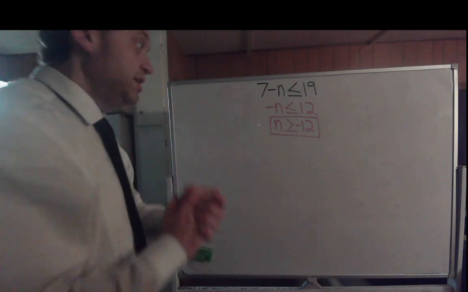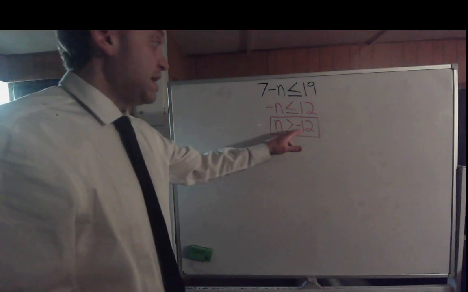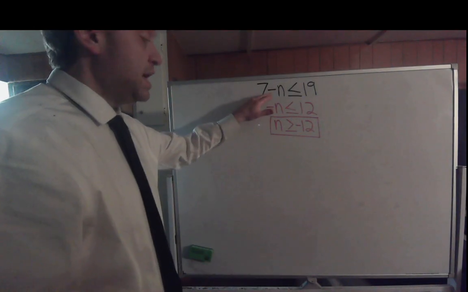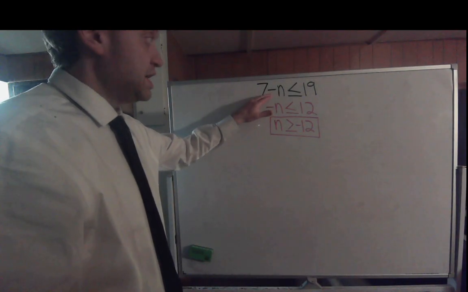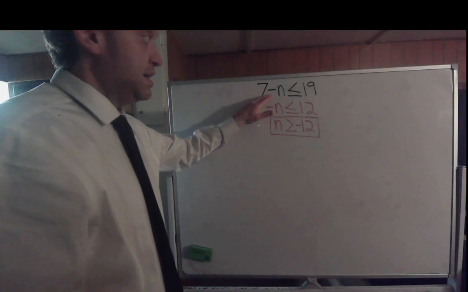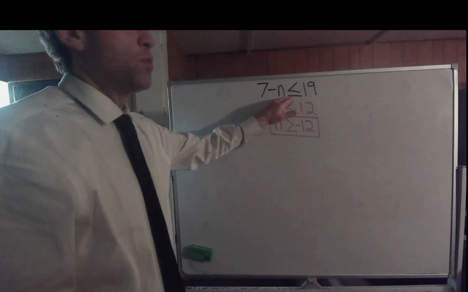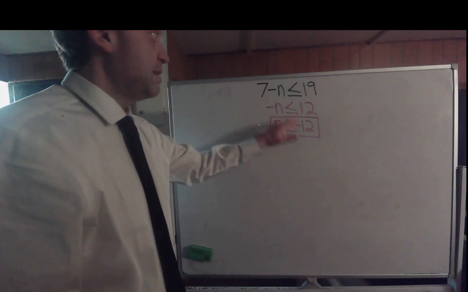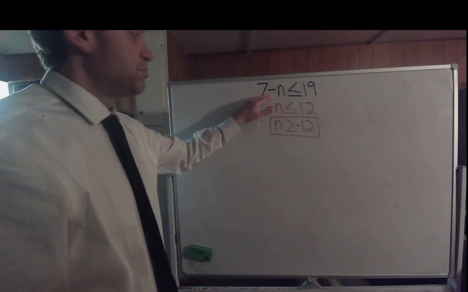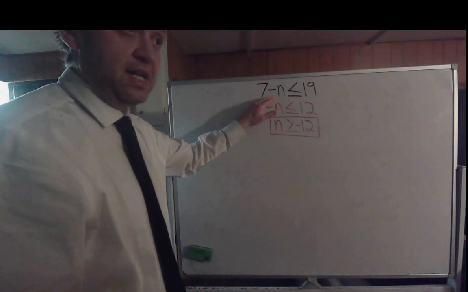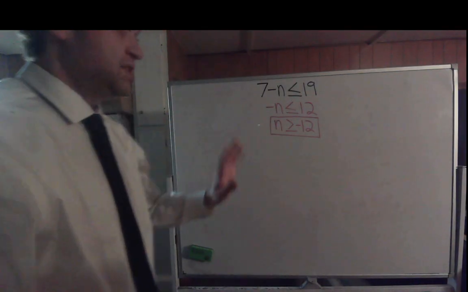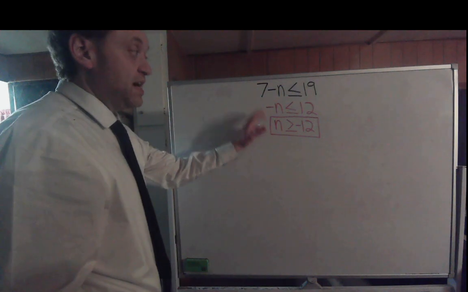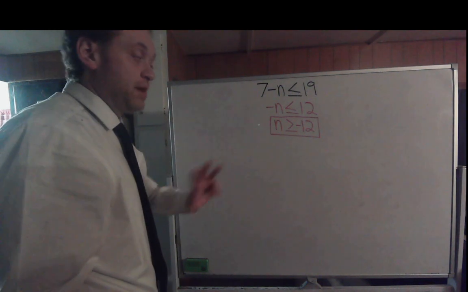And if you don't believe me, put in any value, put in negative 12 itself. If you do 7 minus negative 12, that's going to give you 19. Well, 19 is certainly less than or equal to 19. If I put in negative 11, that would give me 7 plus 11, which would give me 18. That's certainly less than 19, so that fits. So it flips the sign whenever you multiply or divide by a negative.